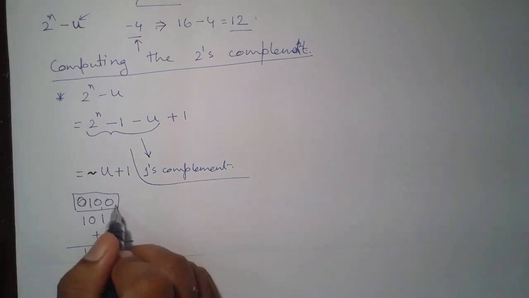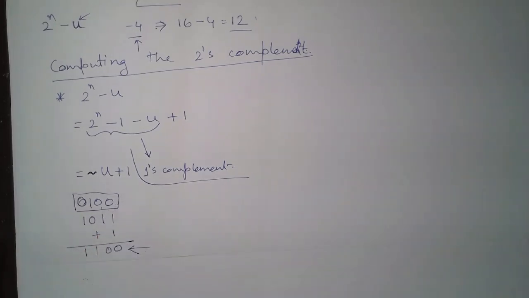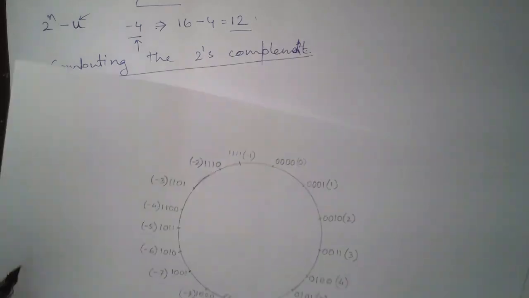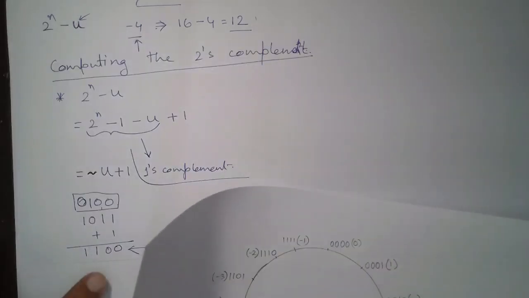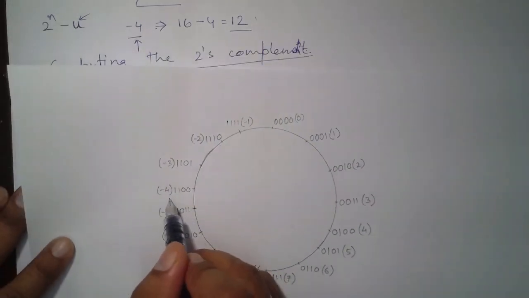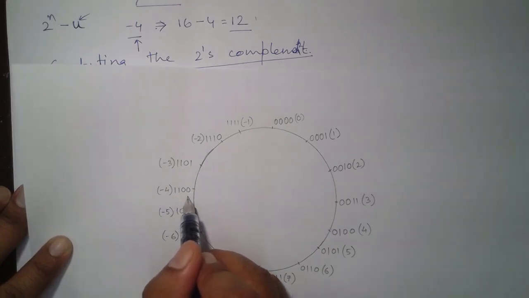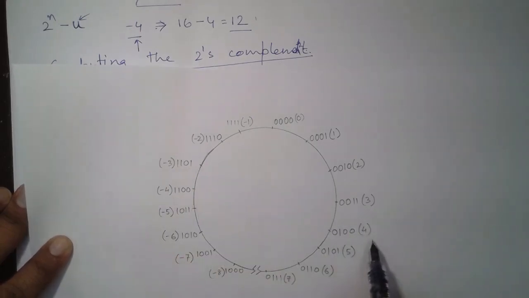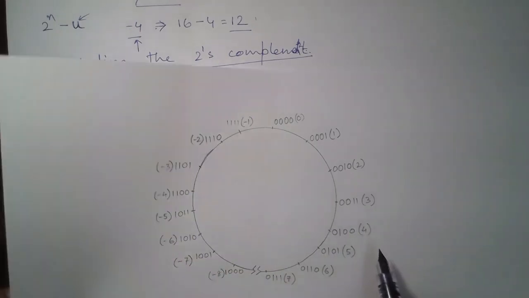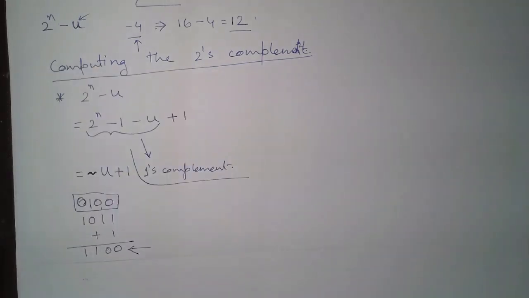Basically 4 is represented, in the 2's complement method, as 1 1 0 0, which you can verify here. So, minus 4 is 1 1 0 0 and this is your 4. So, this is the quicker way of representing the 2's complement number. Now, there are a couple of interesting things which we need to go over.